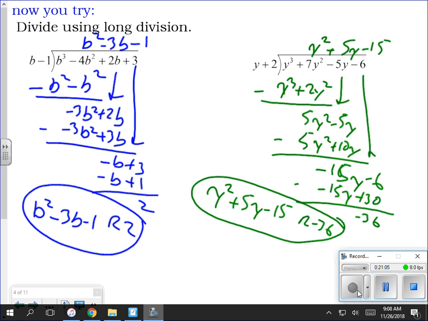Second one, also it's fairly easy when you just have a y in front. Y goes into y cubed, y squared times, multiply by y squared, subtract, you get 5y squared, so it's 5y times y. Gives me 5y squared plus 10y, subtract, you get minus 15y. Bring down the negative 6, negative 15 times y, multiply it, subtract, you get a remainder of negative 36. Y squared plus 5y minus 15. Questions? We'll finish this manana.